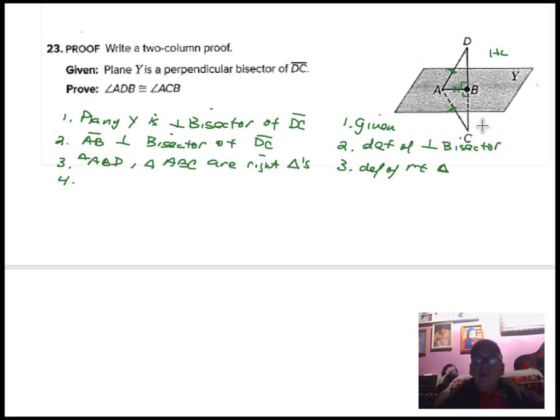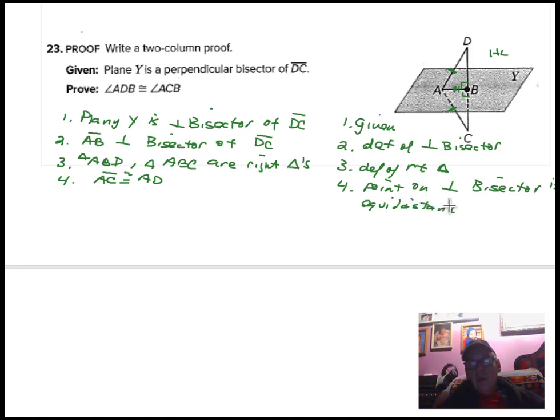Now we have those are right triangles. That opens up hypotenuse leg. We can say that AC is congruent to AD. Point on perpendicular bisector is equidistant from endpoints.